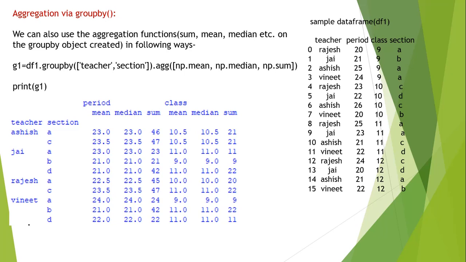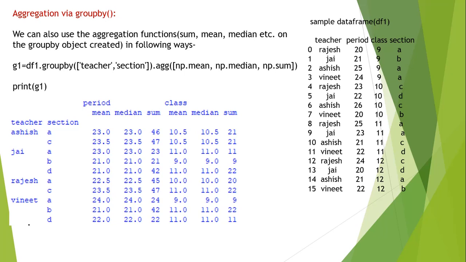Here you can see the grouping has been done already for the teachers like Ashish, Jay, Rajesh and Vineet. For Ashish, the sections were section A and section C. For Jay, the sections were A, B and D. For Rajesh, the sections are A and C. And for Vineet, the sections are A, B and D. And for all these sections and the teachers, mean, median and sum has been taken out at once.